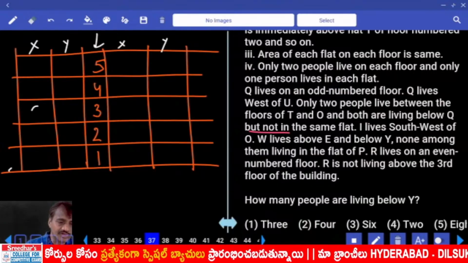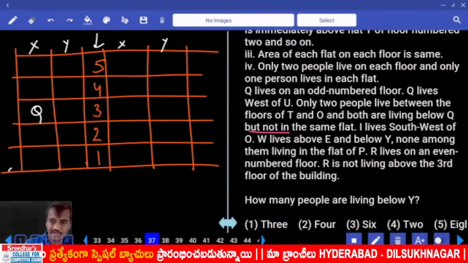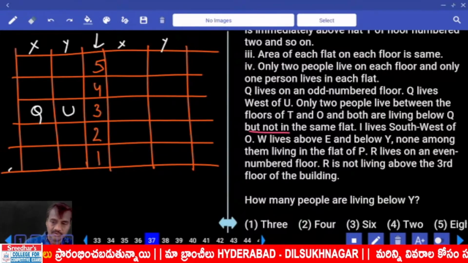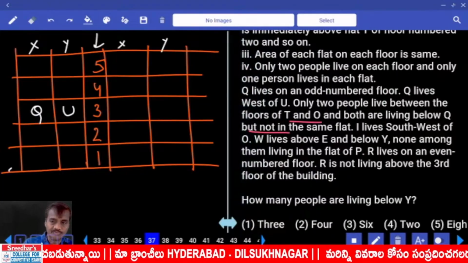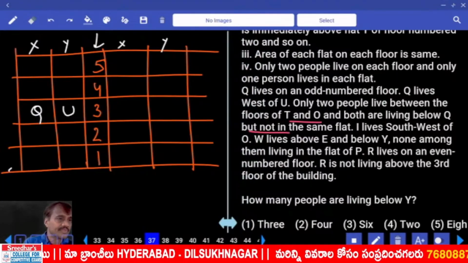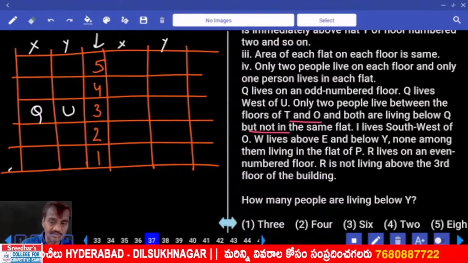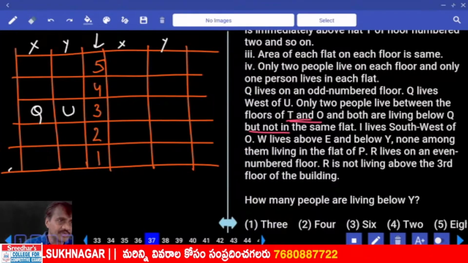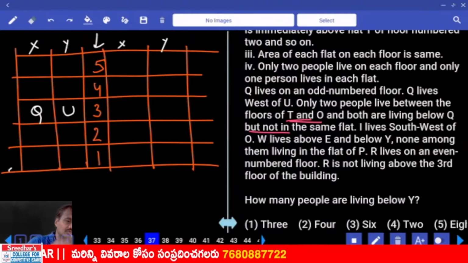Now Q lives on an odd numbered floor, then Q lives to the west of U. Now here, two people between T and O, and both T and O are below this Q. Is it possible? Not possible. Hence Q cannot be here.